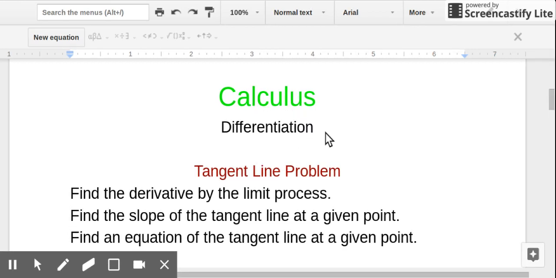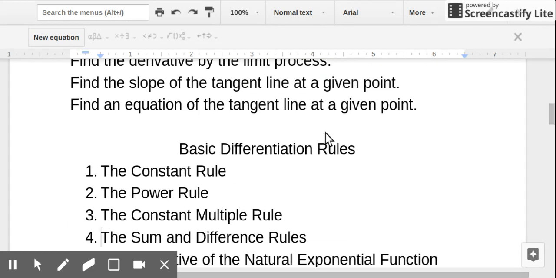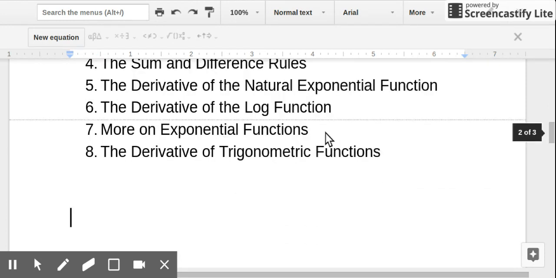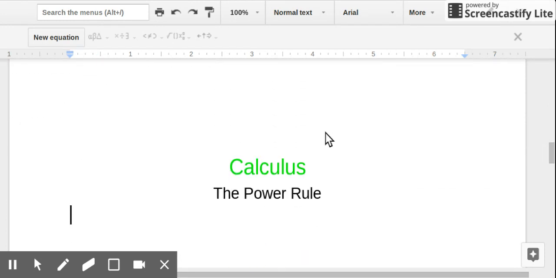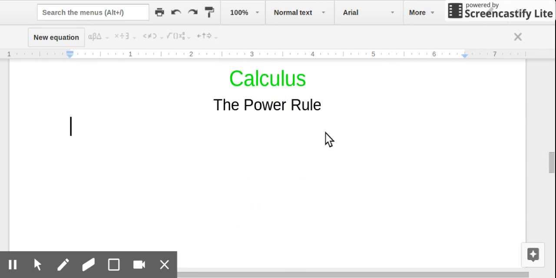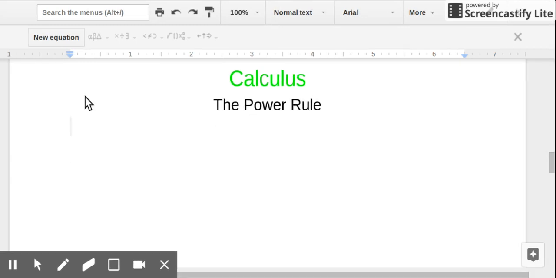We're looking at differentiation, and of course we're going over the basic rules. This video is going to be over the power rules. We're working our way right on down, and of course we've now found shortcut methods to finding these derivatives without having to use the definition, that limit process, to find the derivative. So this particular one here is the power rule.